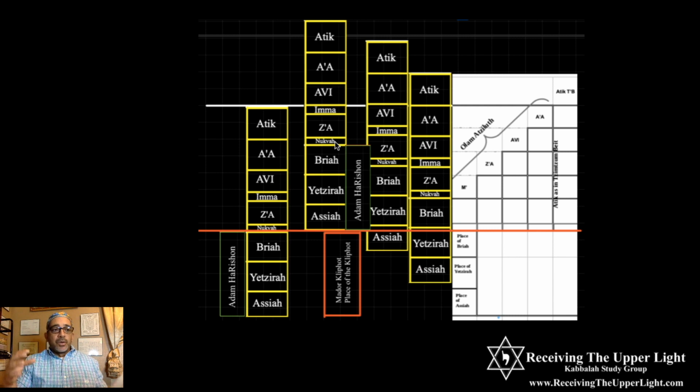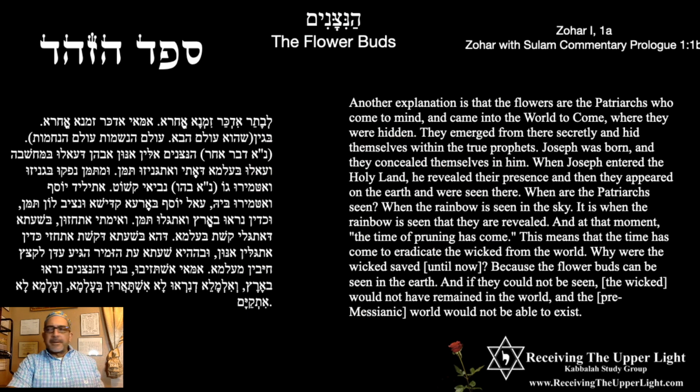Now we need to unite as one again, but from below. We're now in this area down here, the Mador Klipot, and we need to raise Adam Harishon all the way back again to the world of Atzilut, which is the world to come. Then it says another explanation.